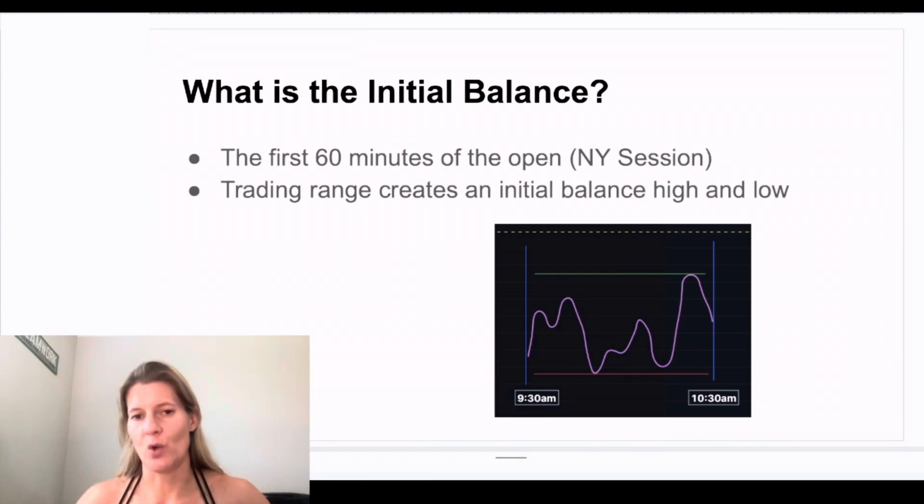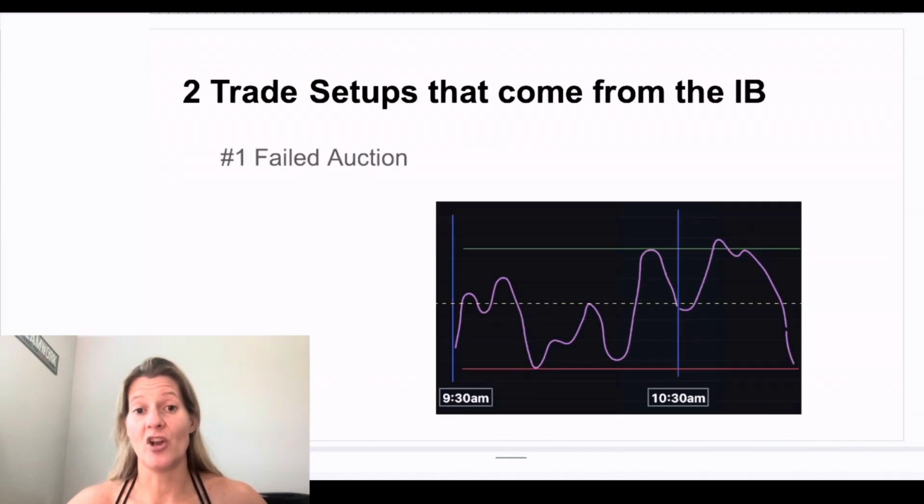It sets the tone for the day, so you can get a feeling for how trading is going to play out. Is it an uptrend day, a downtrend day? Is it a choppy price action day? You get a feel for how the rest of the day is going to play out with the initial balance.